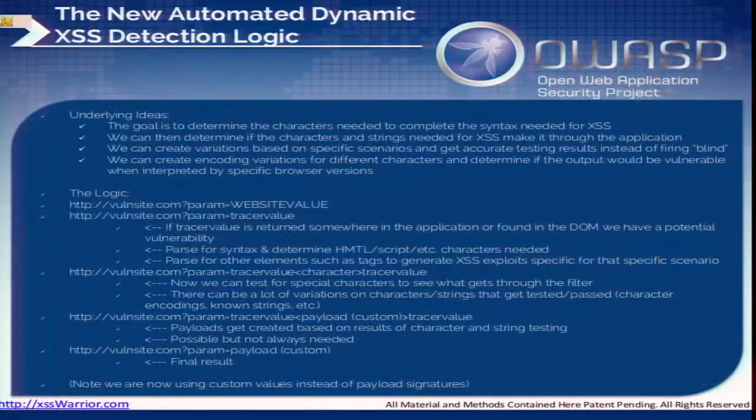So this is the detection logic. I already described it, but I'll go into it a little bit more. As you can see, it's very weeds-based, very crowded in here. The goal is to determine the characters needed to complete the syntax. Then we can determine the characters and the strings that make it through the application for XSS, and then we can create specific scenarios based on that. So we've got the value, we put a tracer value in, we figure out where it comes out. Then we trace the characters that get through, we see what makes it, we build our cases off that.